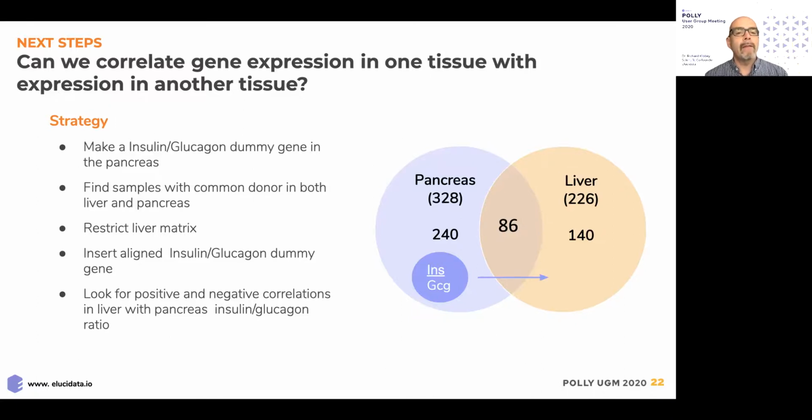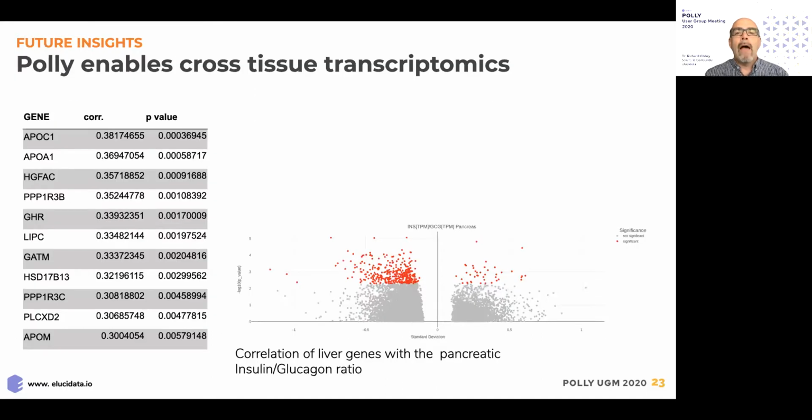And our strategy is first to make this dummy gene like we did in the pancreas, filter out the uncommon donors and just look at the common donors of the liver and pancreas, and restrict our liver analysis just to those 86. We insert this new gene, our dummy gene, into the liver matrix, and we look for positive and negative correlations with this ratio. And with this, we're able to do cross-tissue transcriptomics. Again, I'm showing you a volcano plot of the different hits that we're getting, and to the left are some of the curated genes I pulled out, which perhaps aren't that surprising.